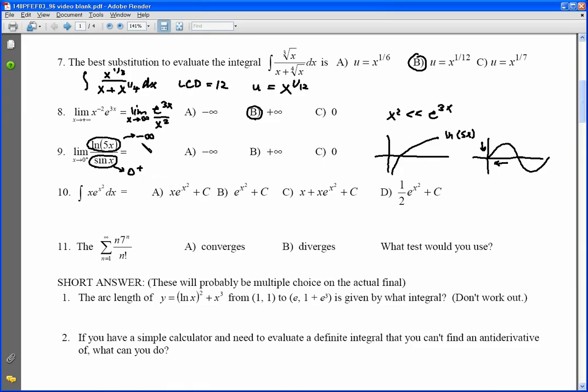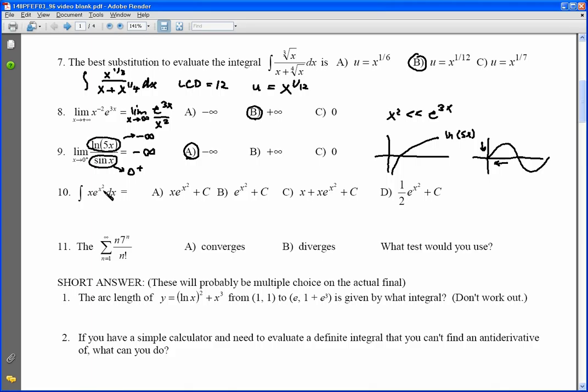So negative infinity makes the top big negative. The bottom is approaching 0, which also makes the bottom of the fraction smaller. The ratio gets larger. So both of these things are making the ratio larger, and it's a negative over a positive. So this is going to be minus infinity, which is a.